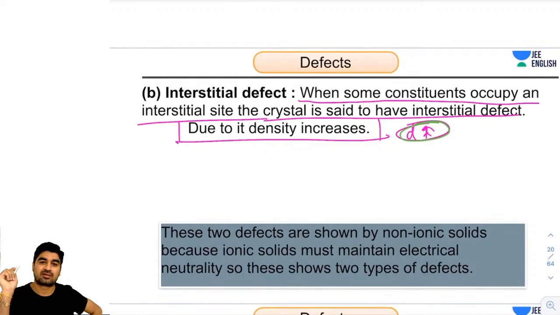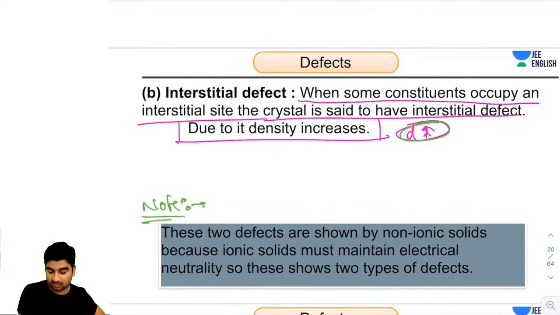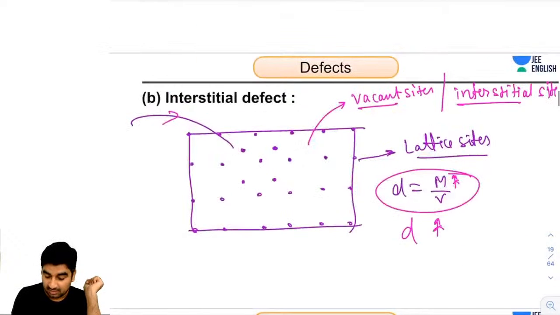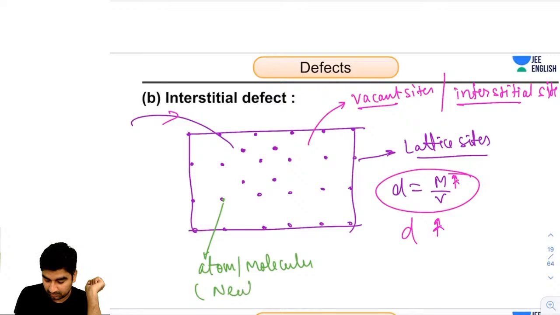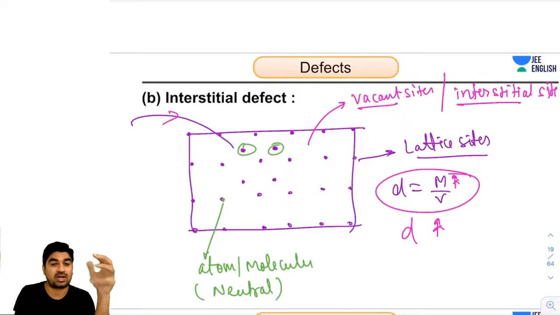Now tell me guys. Now note it down, the most important point. What is that point guys? The above two defects, vacancy defect and interstitial defect, these are shown by non-ionic solids. Non-ionic means here these constituent particles can be atoms or molecules. Basically these will be neutral. Because if some extra atoms are present, that will not cause much problem.